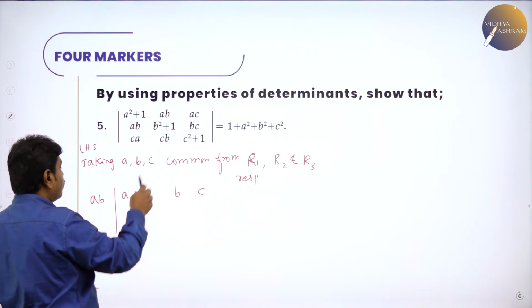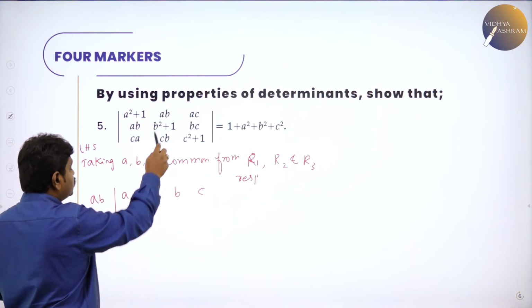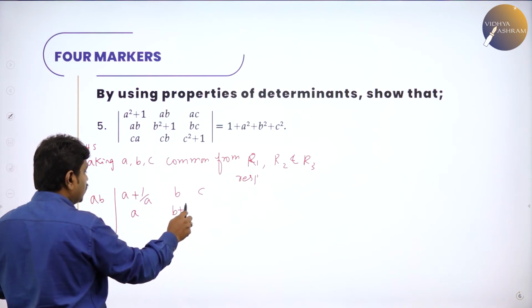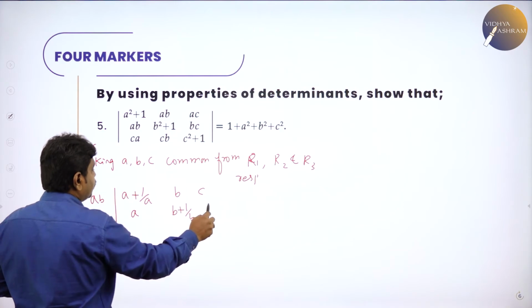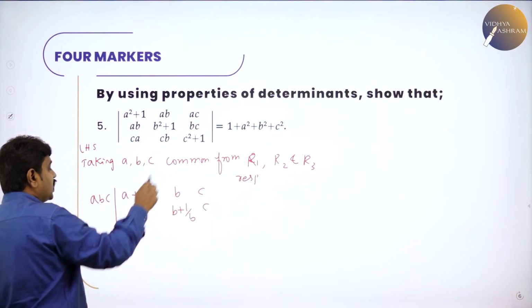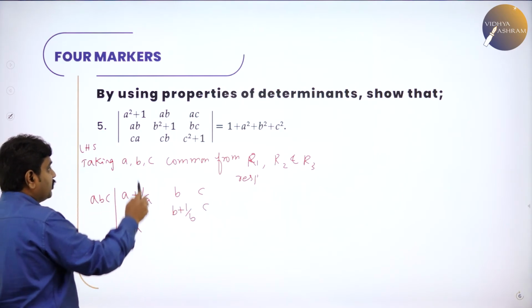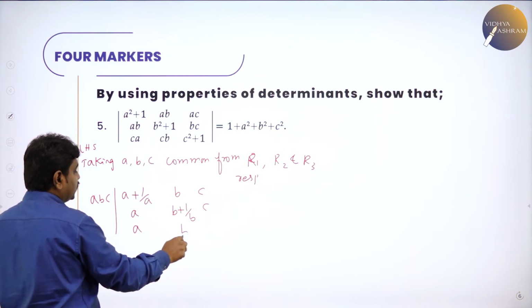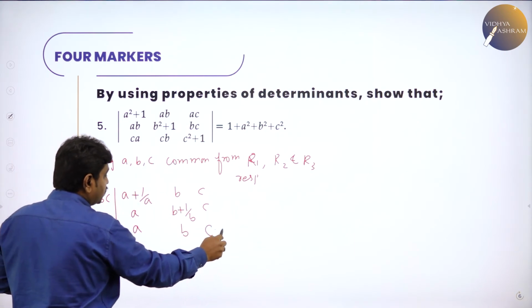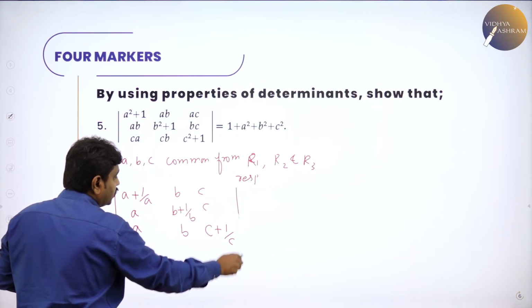In the second row I'll take b common, so this will become a, this will become b plus 1 by b, this will become c. Third row, you take c common. So if c is out, then it will become a. Here if c goes out, this becomes b. Here if c goes out, one becomes c, and the other becomes 1 by c.